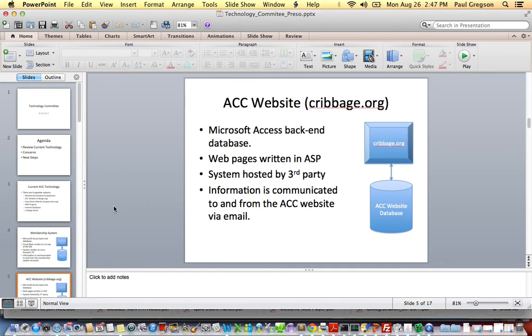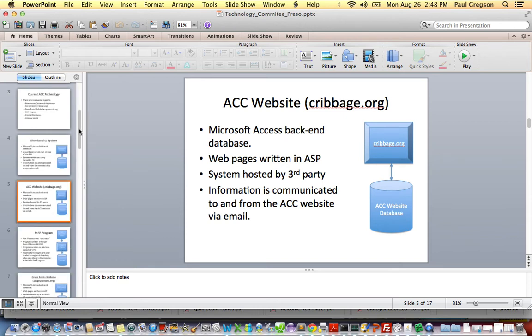The ACC website, cribbage.org, also has a separate Microsoft Access backend database. The web pages are written in ASP, which is short for Active Server Pages, which is a programming language. The system is hosted by a third-party vendor, and the information is communicated to and from the ACC website from the other systems via email.